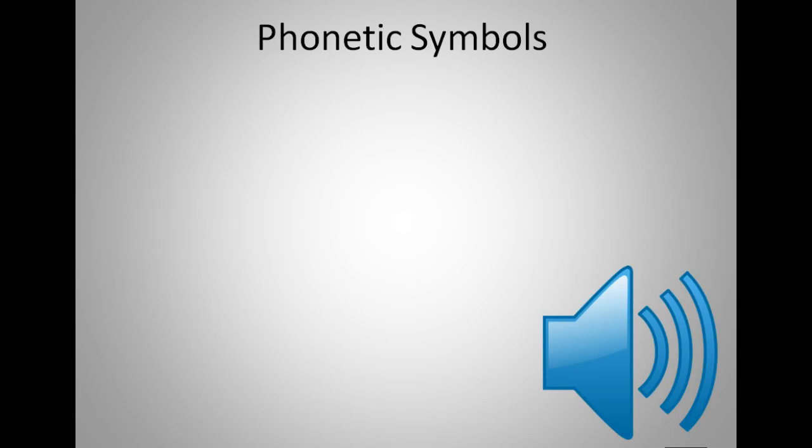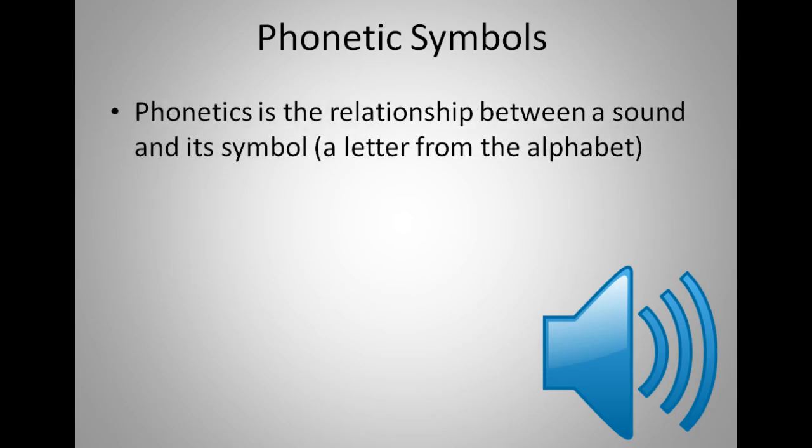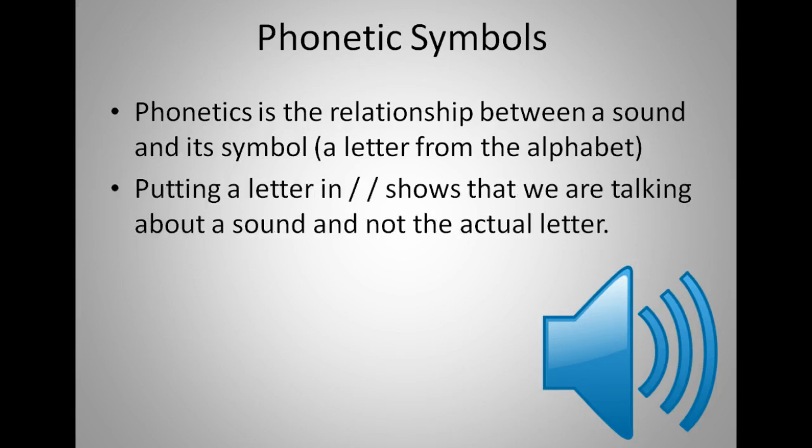When we talk about phonetic symbols, we are talking about phonetics, which is the relationship between a sound and its symbol. The symbol for a sound is most often a letter or letter combination from the alphabet. Putting a letter inside a pair of slant brackets shows that we are talking about a sound and not the actual letter.